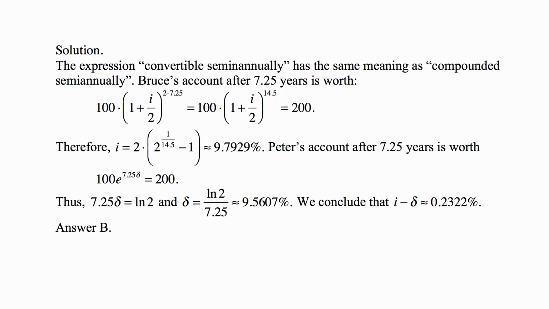So that i over 2 is equal to 2 to the power 1 over 14.5 minus 1. And then to get i, you would multiply both sides by 2. So i is equal to 2 times (2 to the power 1 over 14.5 minus 1). And then you use the calculator to calculate that. That turns out to be about 9.7929%.